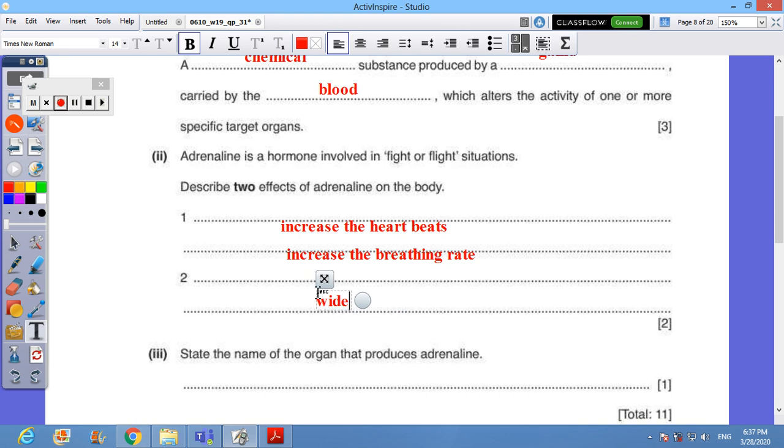Widens the eye pupil. Very good. Very good. It does also increase the blood sugar level. This is more than a full answer. Very good. State the name and the organ that produced adrenaline. Adrenaline comes from adrenal gland, and the translation, Latin language, is the gland which exists next to the kidney.